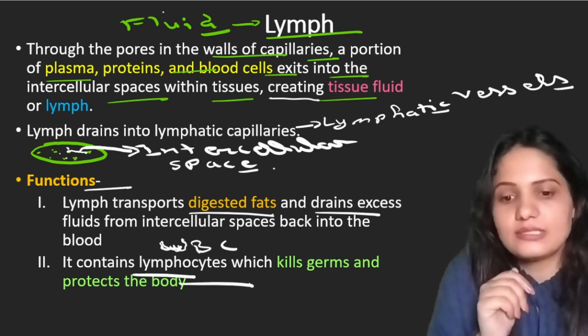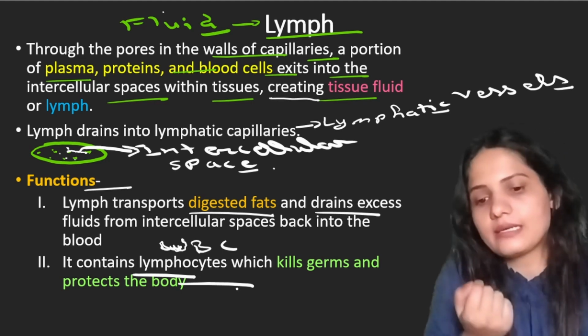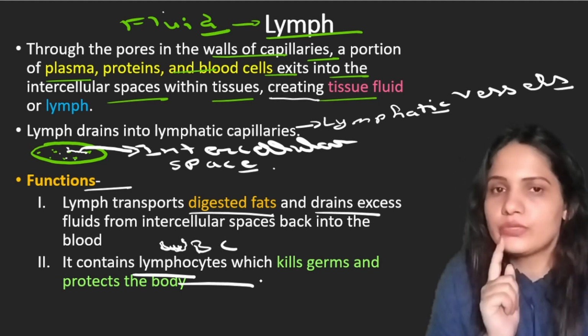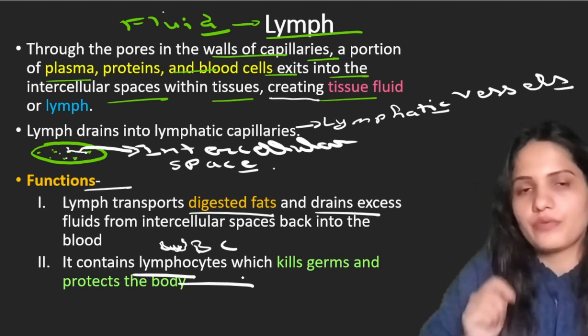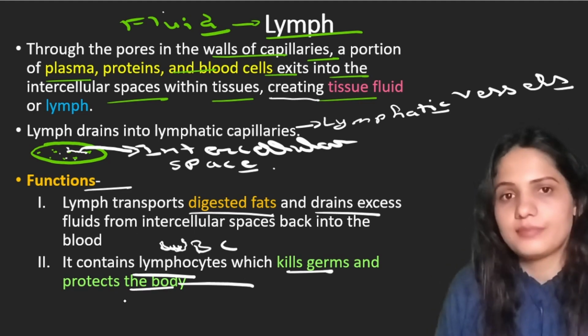So this is another function, in immunity. They kill germs and then protect our body. This is the function of lymphocytes, and lymphocytes are present in lymph. So we can say it protects our body from harmful pathogens or germs.